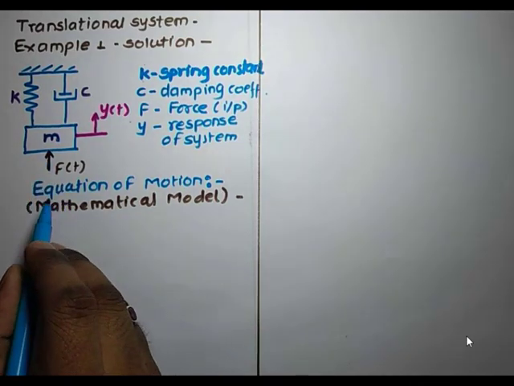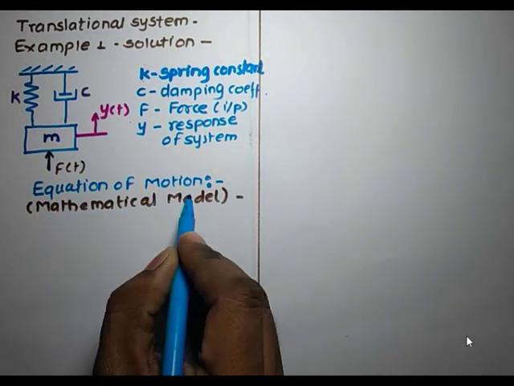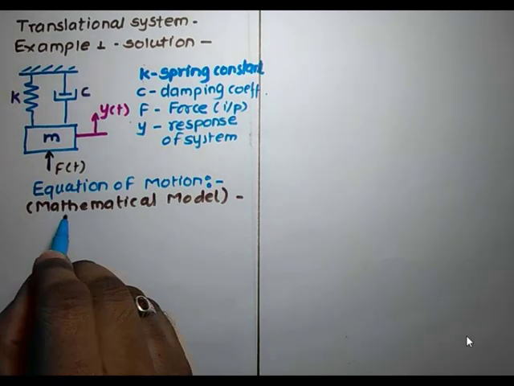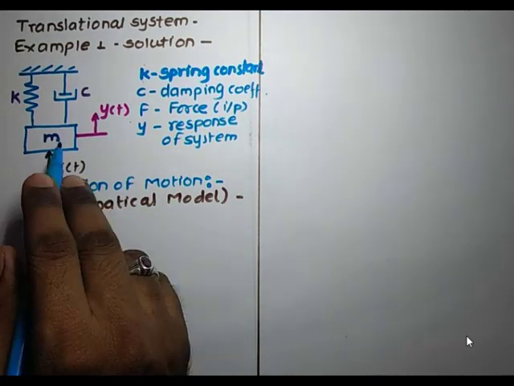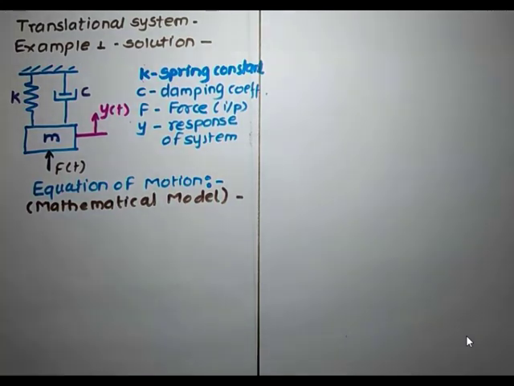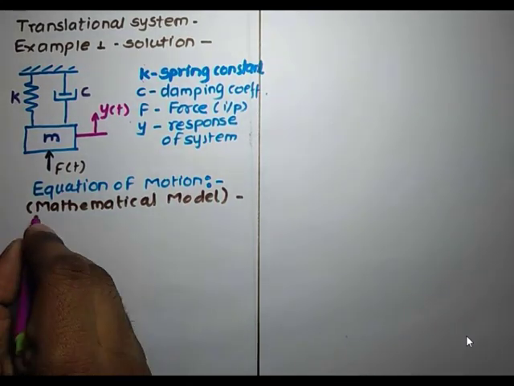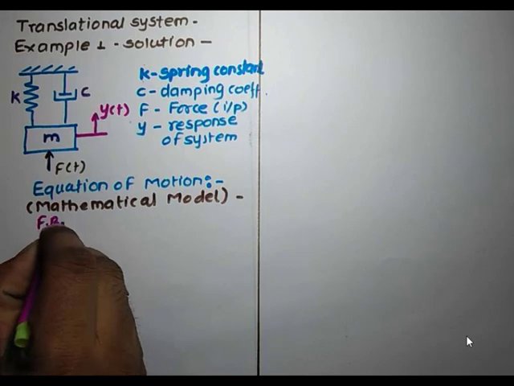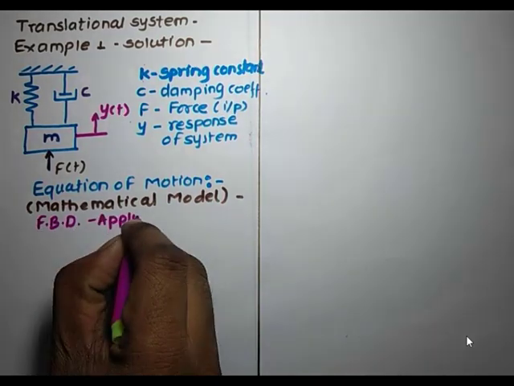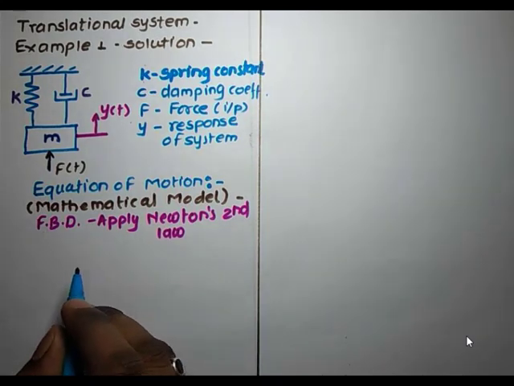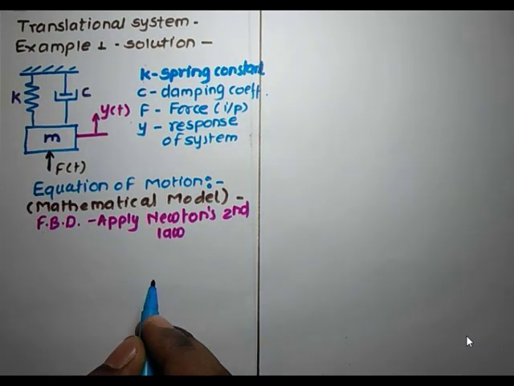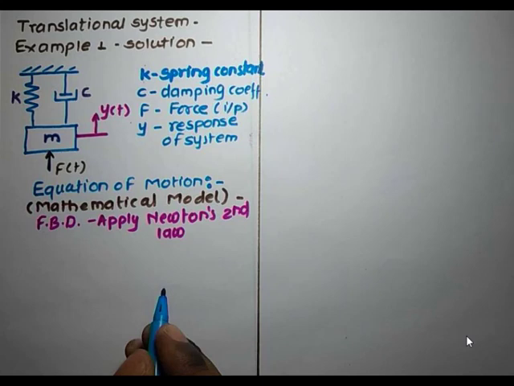Now first of all, we are going to derive the equation of motion. That is what we call the mathematical model or mathematical relation. Let us develop the mathematical relation for the given mechanical system. So for that, we will prepare a free body diagram, since we are going to use the free body diagram method and apply Newton's second law. According to Newton's second law, the summation of all accelerating forces must be equal to the summation of all external forces exerted on the system.